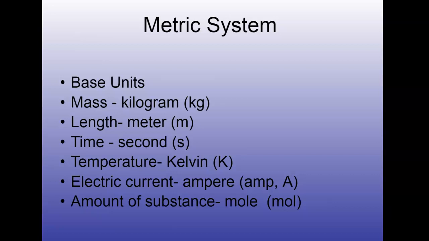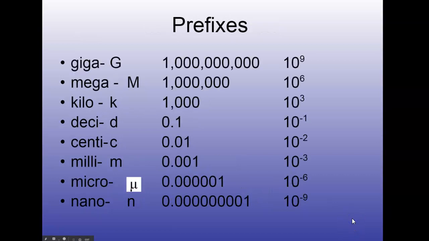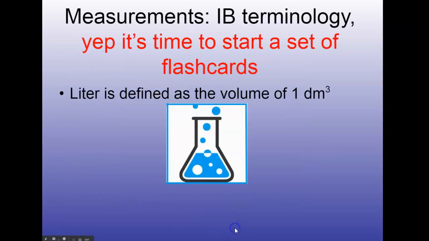Just a little reminder here, the metric system is still very much in play. We're going to be using all those same units like you're used to seeing, so no big surprises here. Some prefixes that we have used before. Mostly what you're going to see is that we will use kilo, deci, and centi most often, but those are the other ones so that you know about them and can recognize them when you see them.